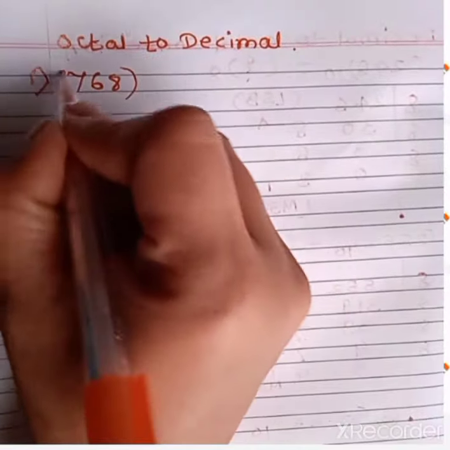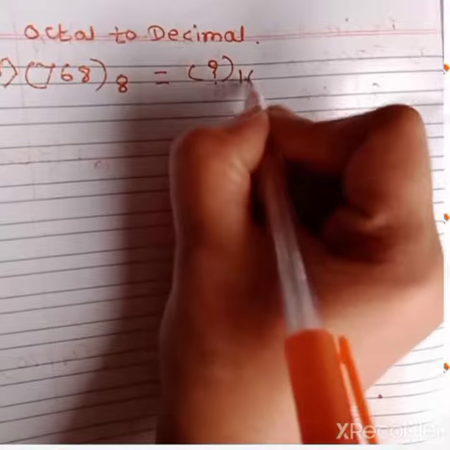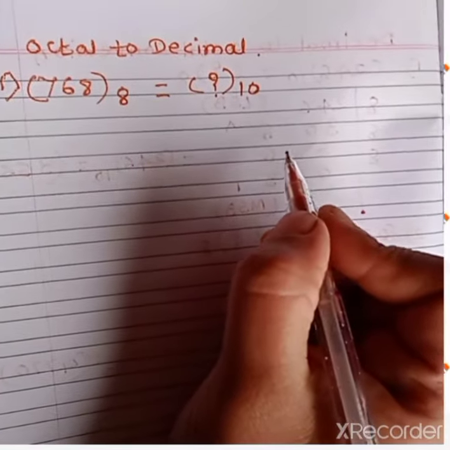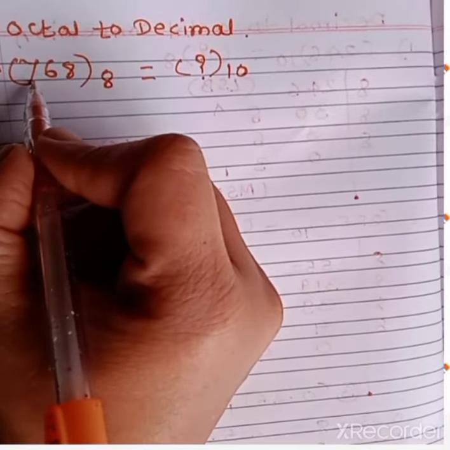Seven, 4, 6 to the base 8. We have to find out the decimal equivalent. So we'll consider weights 8 raised to 0, 8 raised to 1, 8 raised to 2.